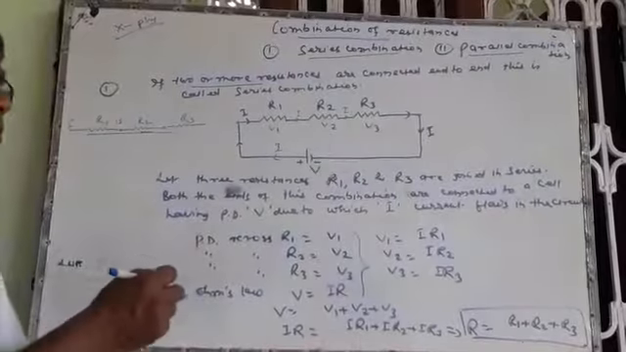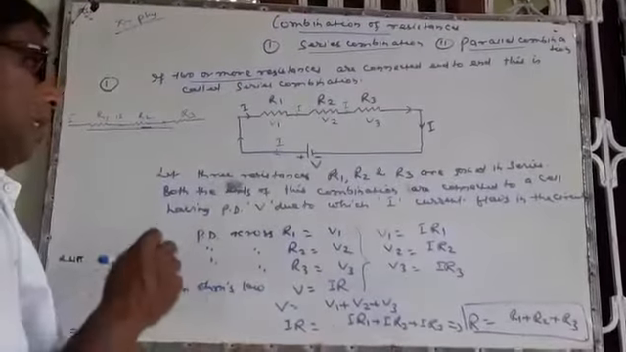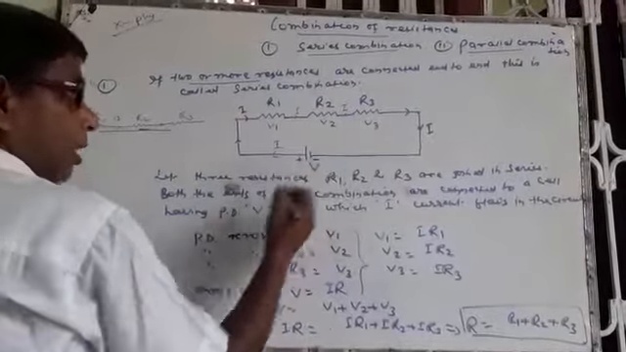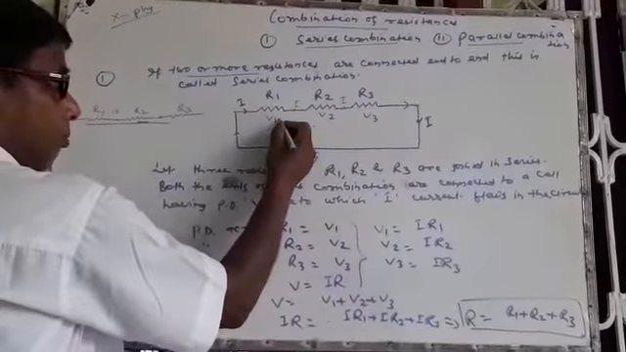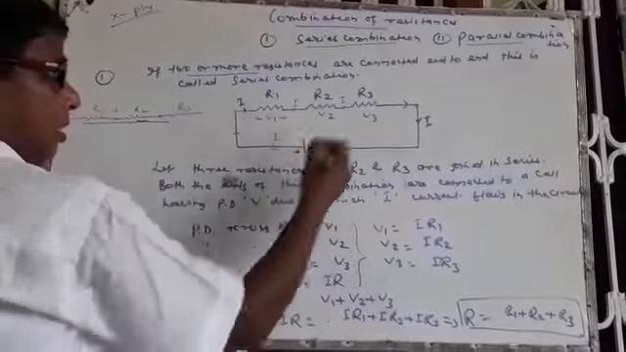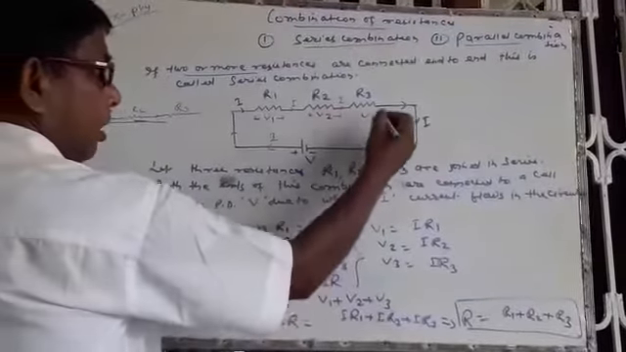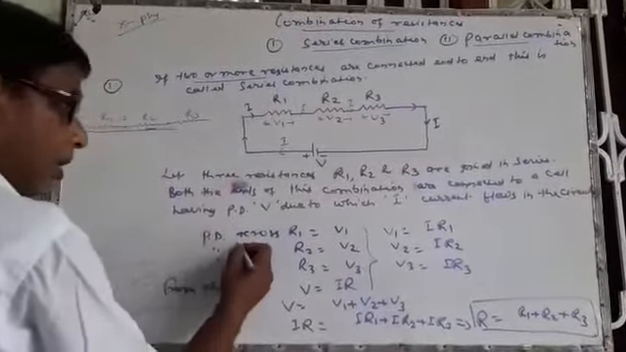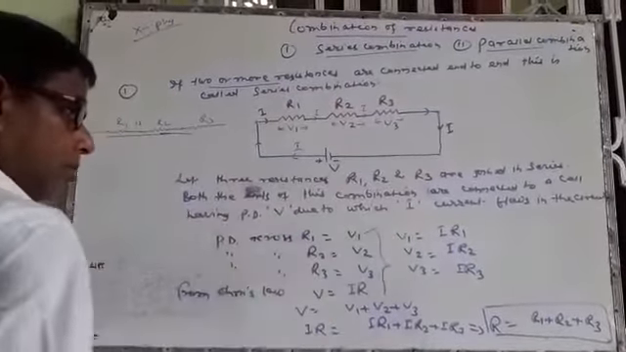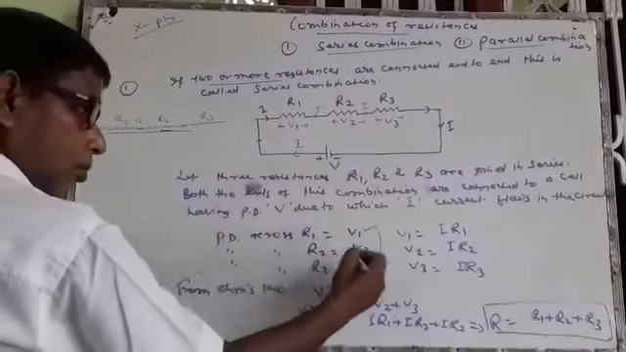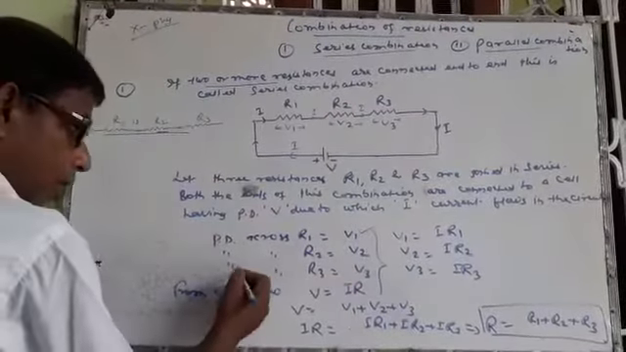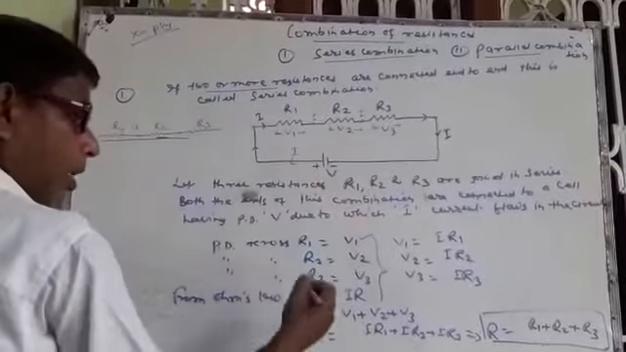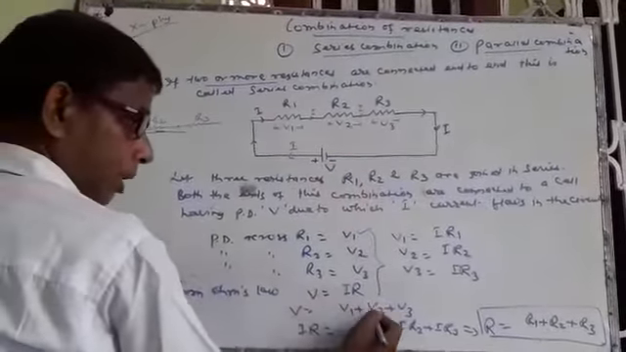There are two important points you have to keep in your mind. Current remains the same, but potential difference is different. Total supply is V. R1 takes V1, R2 takes V2 and R3 takes V3. So the potential difference across R1 is V1, across R2 is V2, and across R3 is V3. But the total supply is V. So V is equal to V1 plus V2 plus V3.